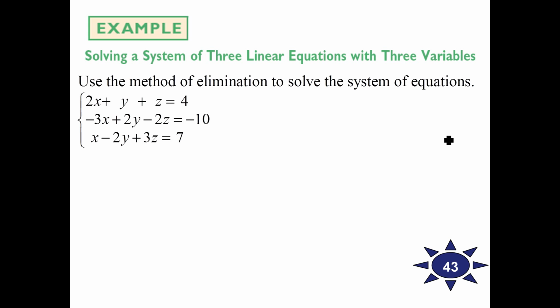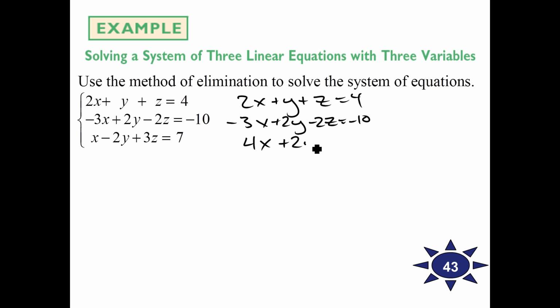Use elimination to solve a three-variable system of equations. So first thing we're going to do is match up equation 1, 2x plus y plus z equals 4, with equation 2, negative 3x plus 2y minus 2z equals negative 10. Let's go ahead and multiply equation 1 by 2, so we match up. So we'll have 4x plus 2y plus 2z equals 8. So I multiplied this one by 2.